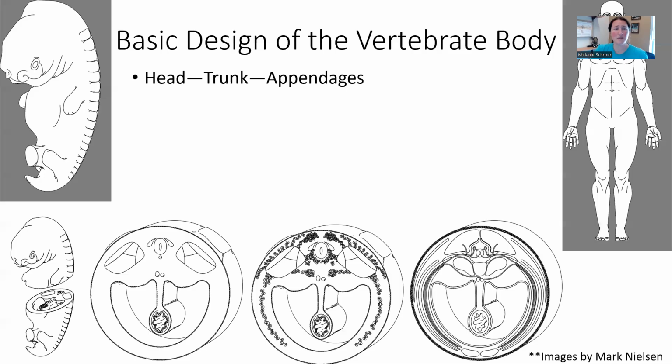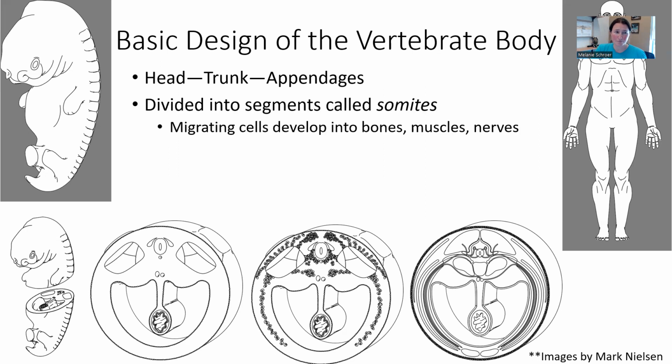I'd like to start this lesson by talking about the basic design of the vertebrate body. Our bodies, as well as any vertebrate body, are broken into three main regions. Of course, we have the head, which we'll talk all about later this semester. We have the trunk, which we're focusing on today in this series of videos. And then the appendages, of course, which attach to the trunk. Now, our trunk is divided into segments that are called somites.